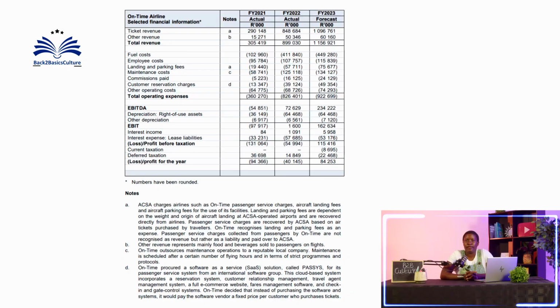Okay, then paragraph D. On Time procured a software as a service, SaaS, solution called PISYS for its passenger service system from an international software group. The cloud-based system incorporates a reservation system, customer relationship management, travel agent management system, a full e-commerce website, fares management software, and check-in and gate control systems. Okay, this sounds like a very, very full package. And On Time decided that instead of purchasing the software and systems, it would pay the software vendor a fixed price per customer who purchases tickets.